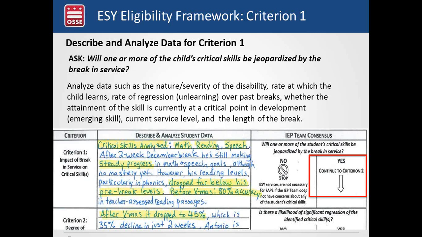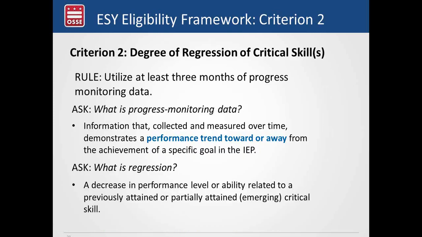And again, this is where you look to the past data. You can look at the rate of progress so far this school year, what's happened over a shorter break, maybe in December or spring break, or whether they have an emerging skill that they're on the brink of attaining and the break is going to be very detrimental. You're taking that into consideration. And at this point, you may decide for most students that ESY is not appropriate. Even most students with disabilities will probably be fine with a break in service, but some students will meet this criterion, and then you'll move on and think about that degree of regression.